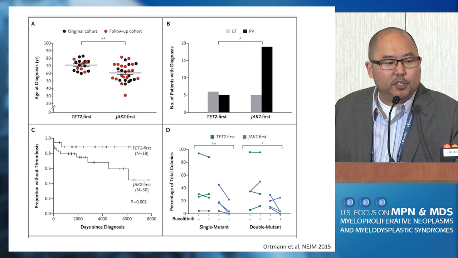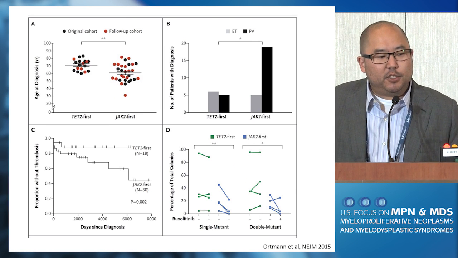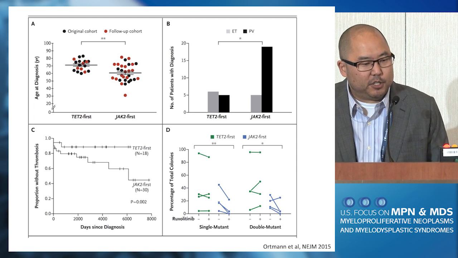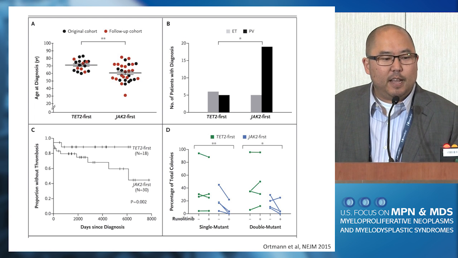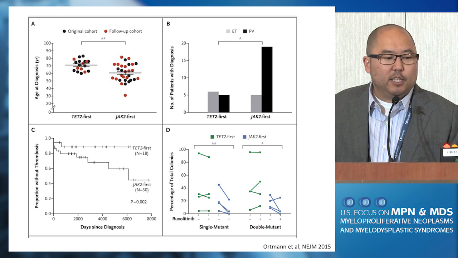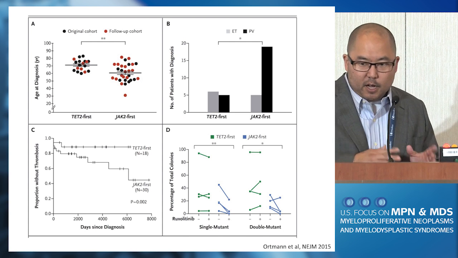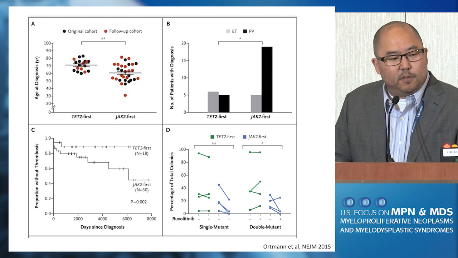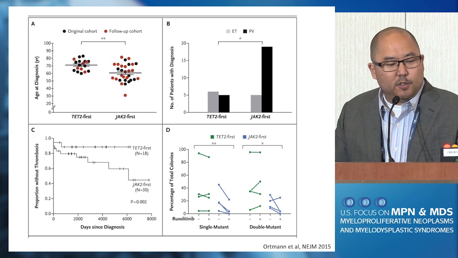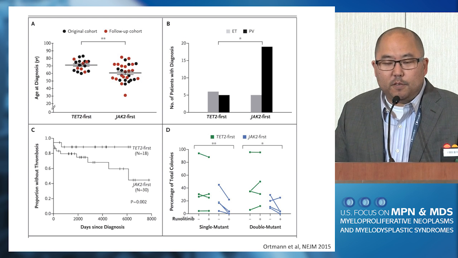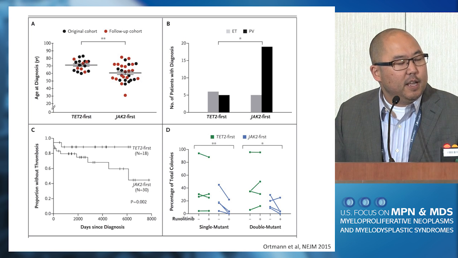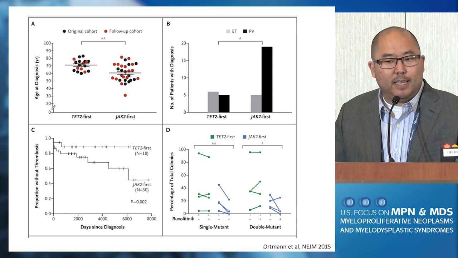And clinically, they could show that there was a difference in terms of JAK2 first mutation. JAK2 first patients were younger at diagnosis and significantly more likely to be diagnosed with PV versus ET, as well as having a higher risk of thrombosis, and also, in vitro, higher sensitivity to JAK2 inhibition. So it matters both biologically, and it seems to confer a difference in the clinical phenotype. And this is perhaps the first actual clear description that the mutation order matters in any cancer at all.